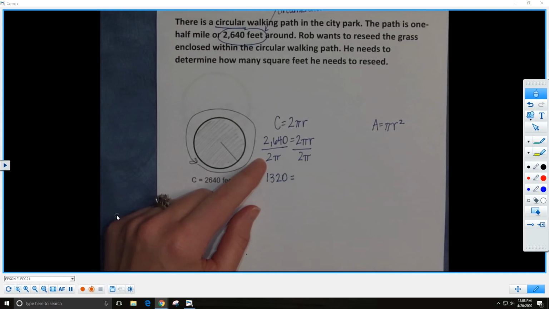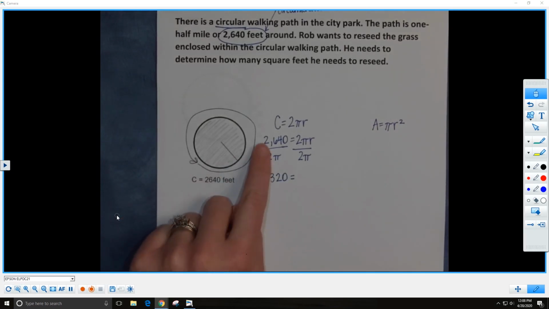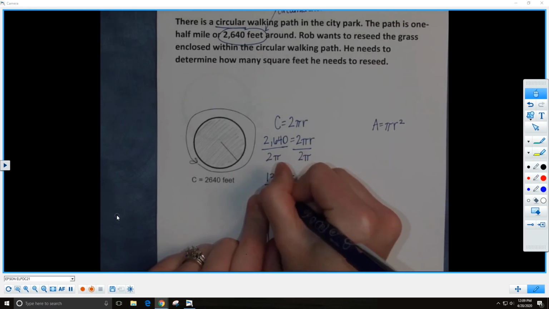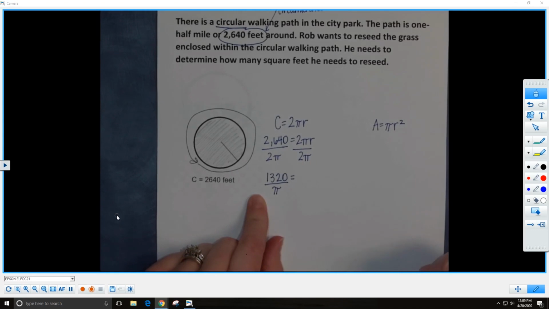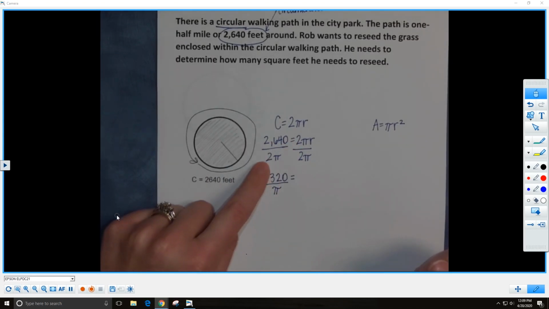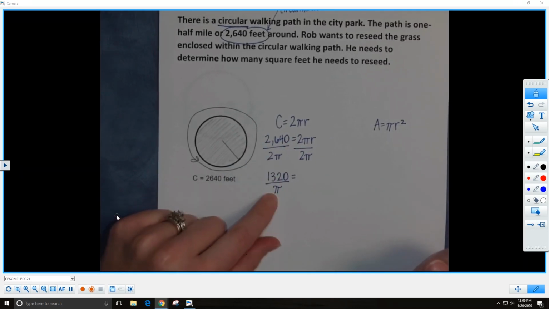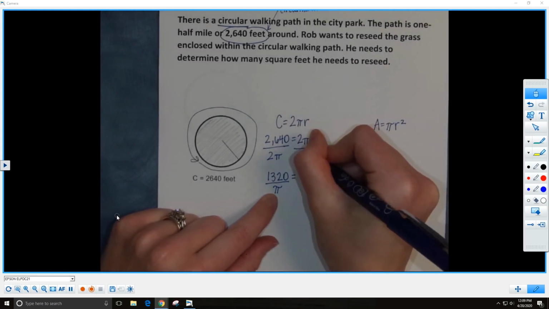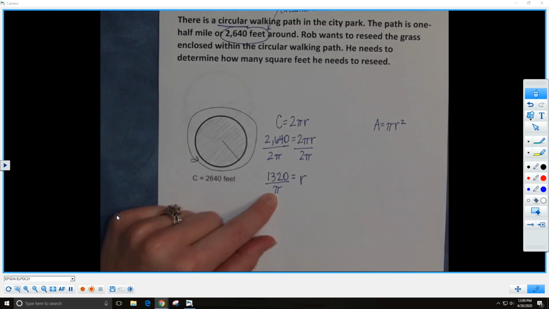Feel free to use that calculator, folks. That's what it's there for. So 2,640 divided by 2 is where this 1,320 comes from, but I'm still dividing by pi. Okay, so 2,640 divided by 2 is 1,320, still divided by pi. And over here, when we did 2 pi r divided by 2 pi, that leaves us with the radius.